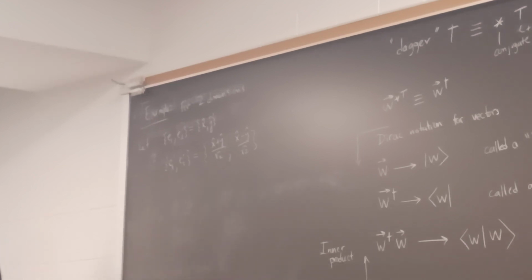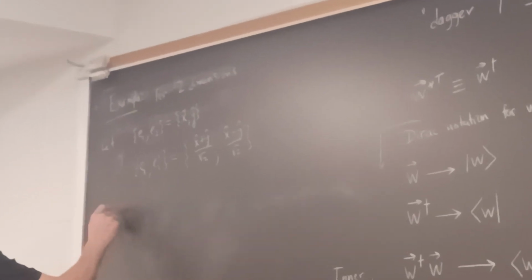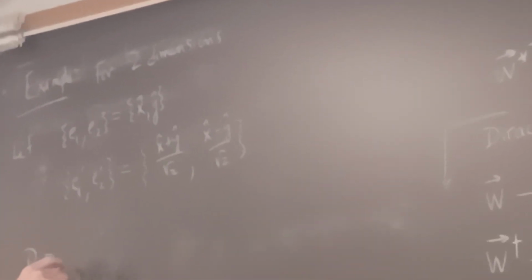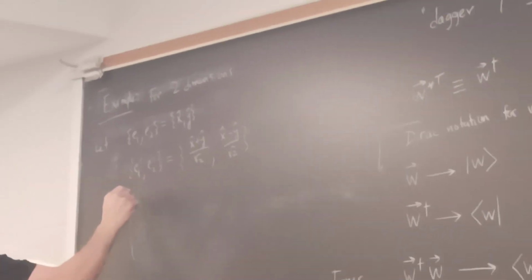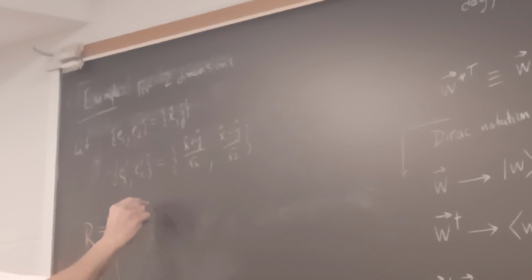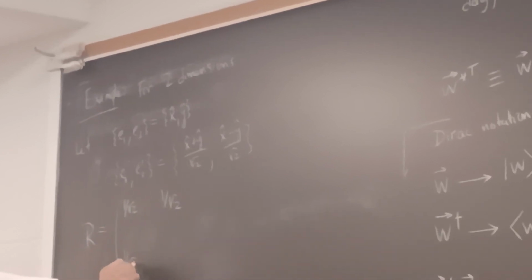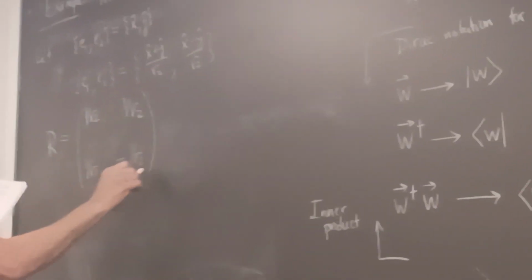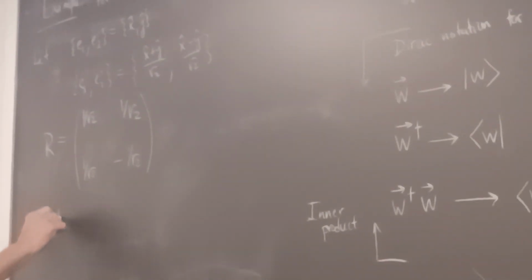Okay, so this is just a 45-degree rotation. And if you calculate R by taking the inner product, the rotation matrix you'll get will be 1 over the square root of 2 here, and then you'll have a minus sign down in the corner. This is just rotation by 45 degrees.